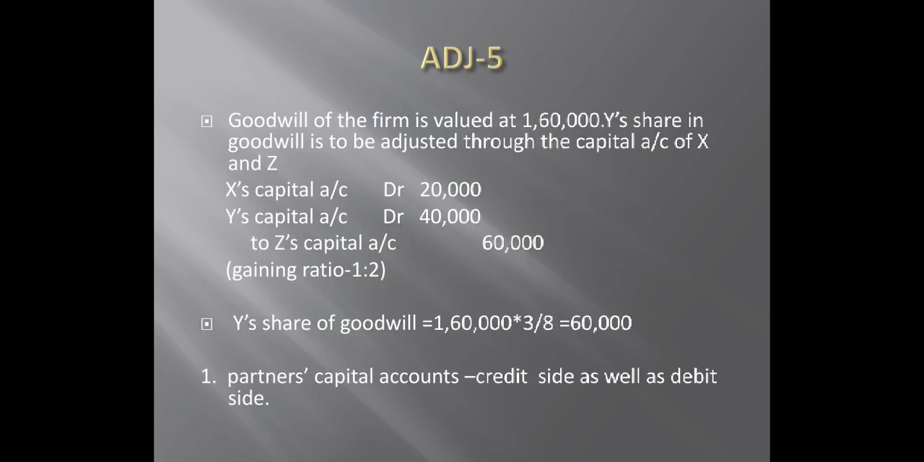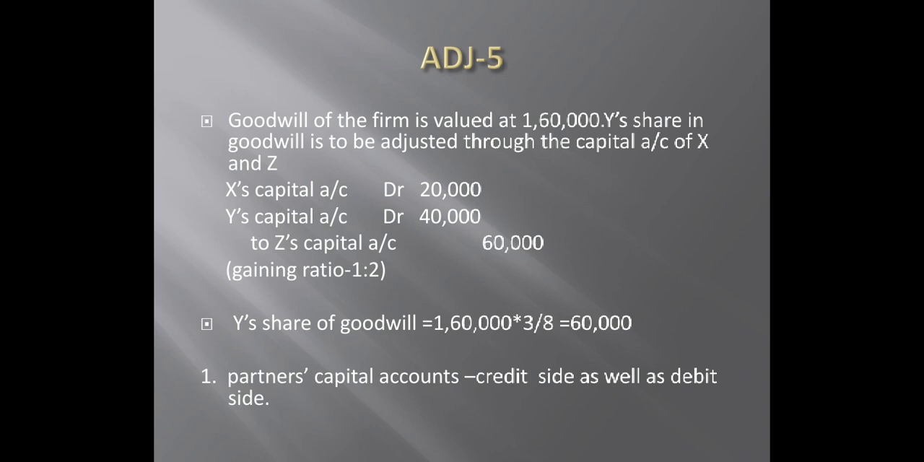Alright? So the next and important adjustment is adjustment 5, which is related to goodwill. Goodwill of the firm is valued at 1,60,000. Now, please understand carefully, this is the new value of goodwill, which is of rupees 1,60,000. And you also have some old value of goodwill in the old balance sheet. Y's share in goodwill is to be adjusted through the capital account of X and Z.